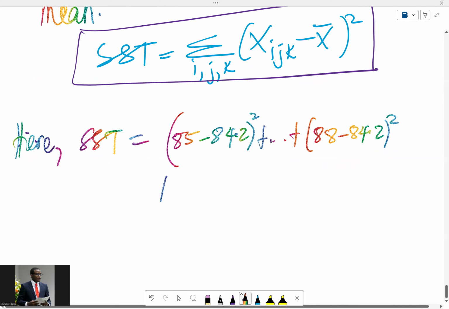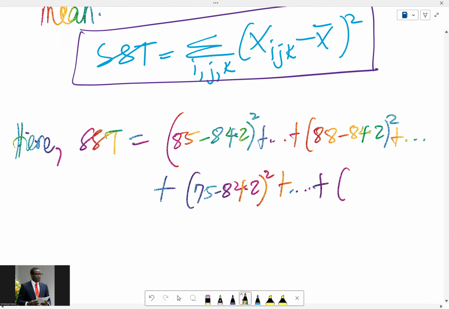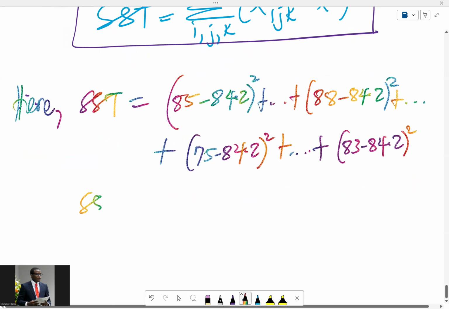Then the next will now be the first of method 2 lecture, that is 75 minus 84.2 squared, plus, okay, there's a gap there. Then between this and the last one, there are also another 4. So I take 83 minus 84.2 squared. But in my computation, I'm going to do everything, to save space. So after this, you still have 4 going.